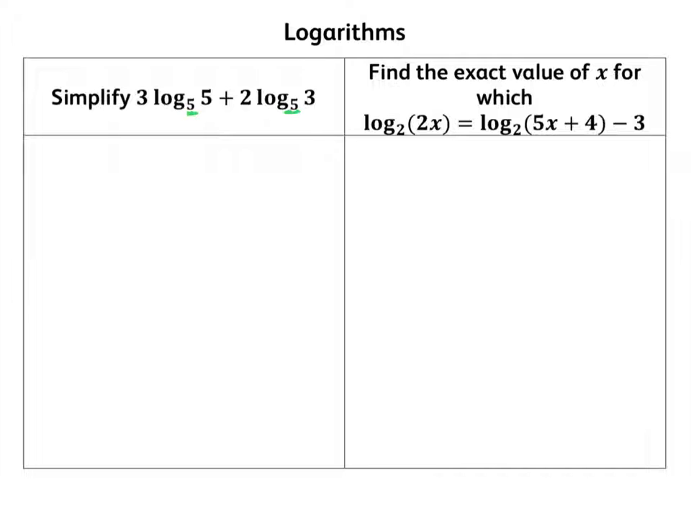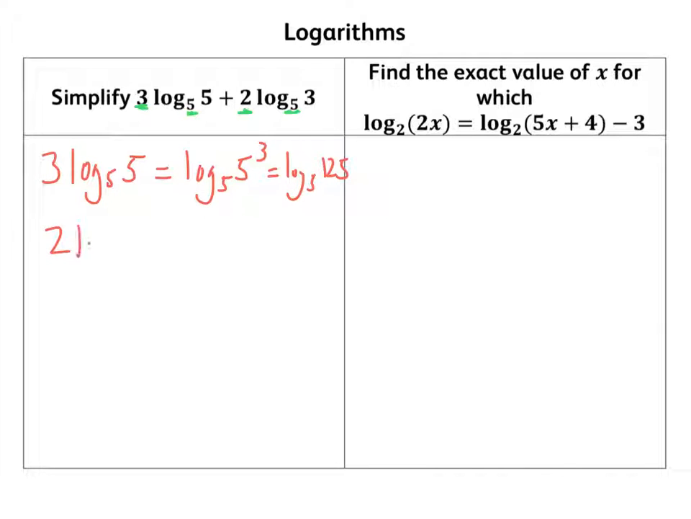We can't do that straight away though, because we've got to deal with the 3 and the 2. So we've got to deal with this 3 and this 2. Now, if you know your logs, I could rewrite that 3 log 5 as log 5 to the power 5, which equals log 5 to the 5 cubed, which equals log 5 of 125. That's the first thing.